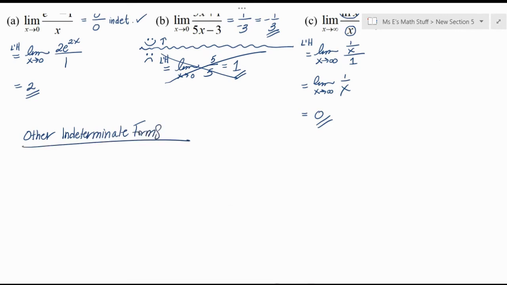Okay, and some of them you're going to be right there with me, and then some of them you're going to disagree with at first until we talk about it just a little bit, okay? So some other indeterminate forms. One is infinity times 0.